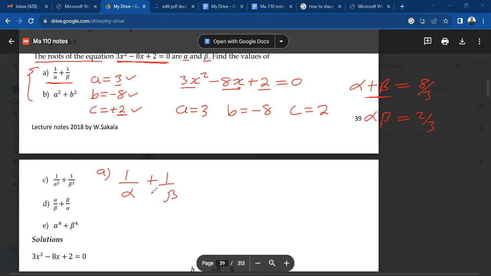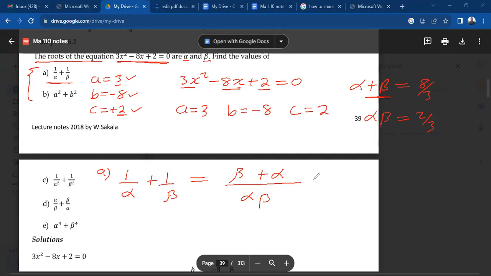So for you to find this, you need to simplify it so that you have something like alpha plus beta, alpha times beta, because you only know the sum and the product. So there is no other way you can find the solution to this. You need to simplify. So to simplify this, you make it as a single fraction. Alpha into alpha beta, you get beta. Then beta into alpha beta, you get alpha times 1, you get alpha.